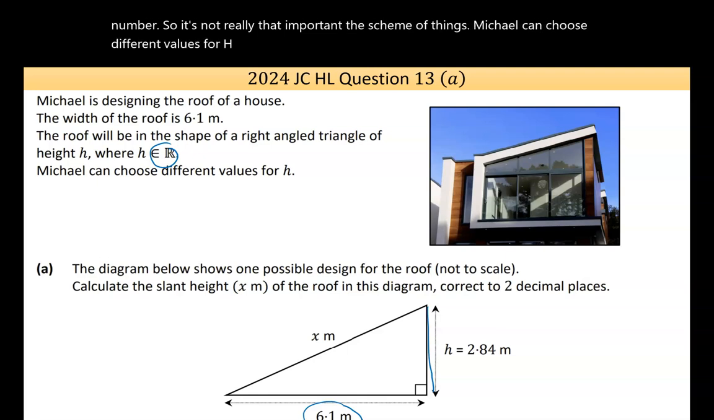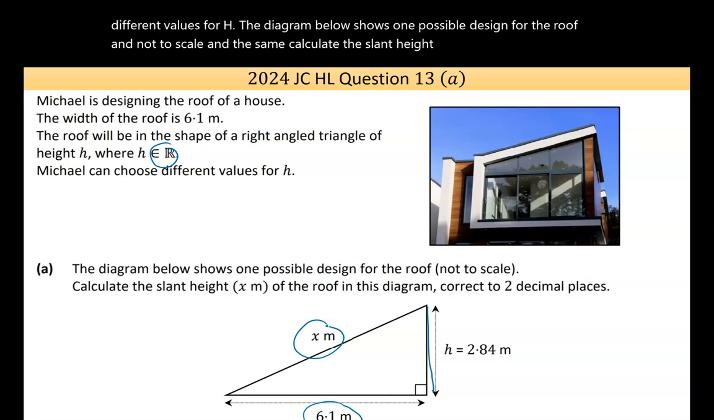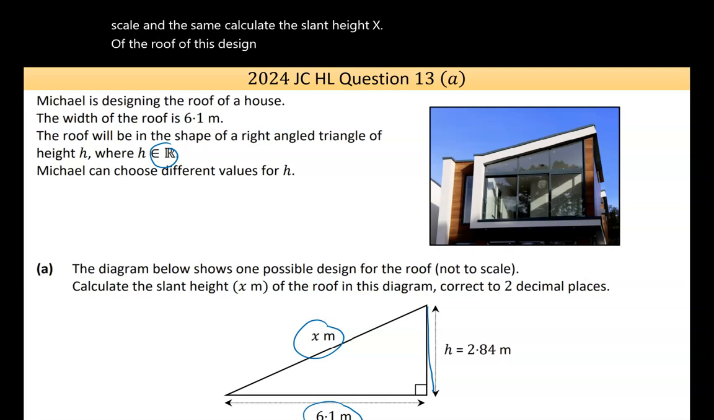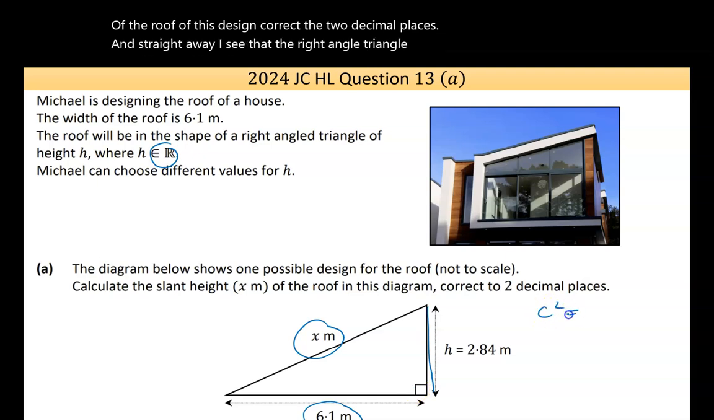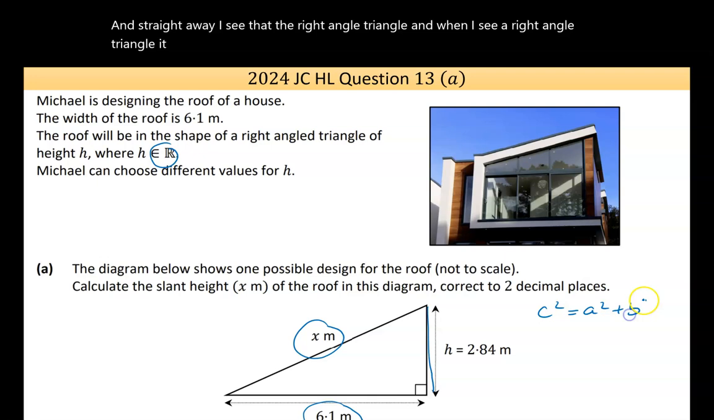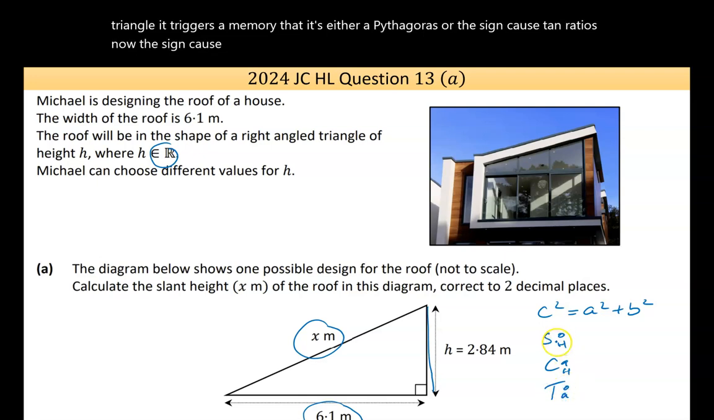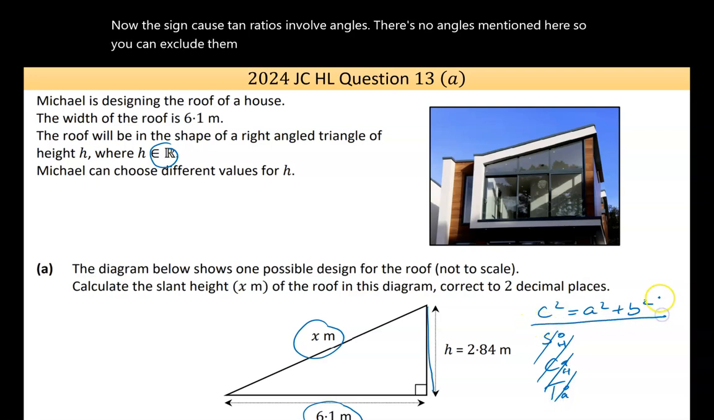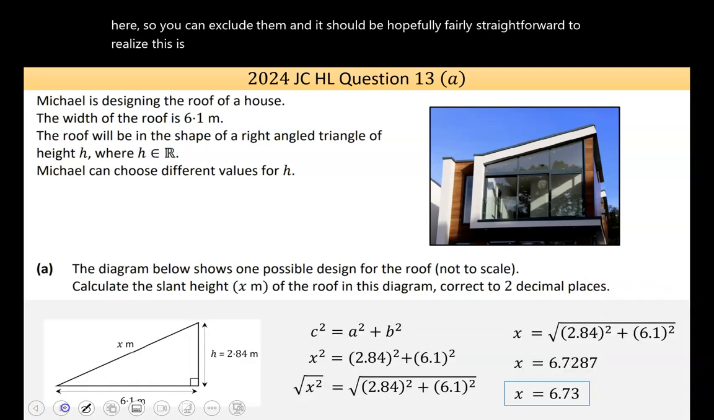The diagram below shows one possible design for the roof, not to scale, and they're saying calculate the slant height x of the roof in this design, correct to two decimal places. Now straight away I see that's a right angle triangle, and when I see a right angle triangle, it triggers a memory that it's either Pythagoras or the sine cos tan ratios. Now the sine cos tan ratios involve angles. There's no angles mentioned here, so you can exclude them, and it should be hopefully fairly straightforward to realize this is Pythagoras. I'll have the answer done on the next page.